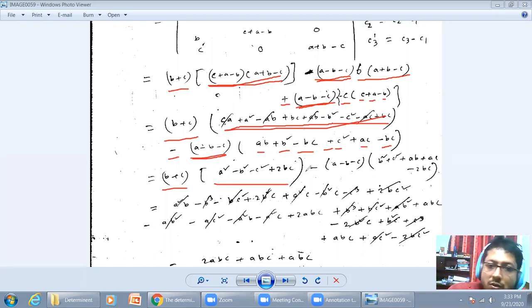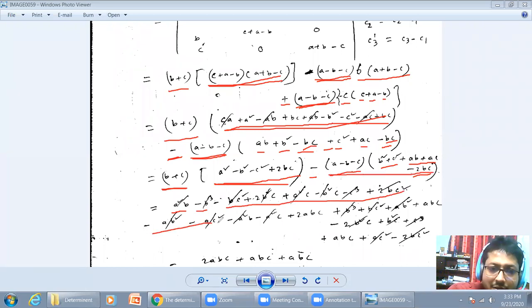C square equal to twice A plus A twice BC, and this minus sign, and A minus C, and we get here B square plus C square, AB plus AC minus twice BC. That means minus BC minus BC minus twice BC. Here you can multiply minus BC and A square minus B square minus C square plus twice AB. We get A square B plus B cube, and this part, and after multiplication of this we get this part.